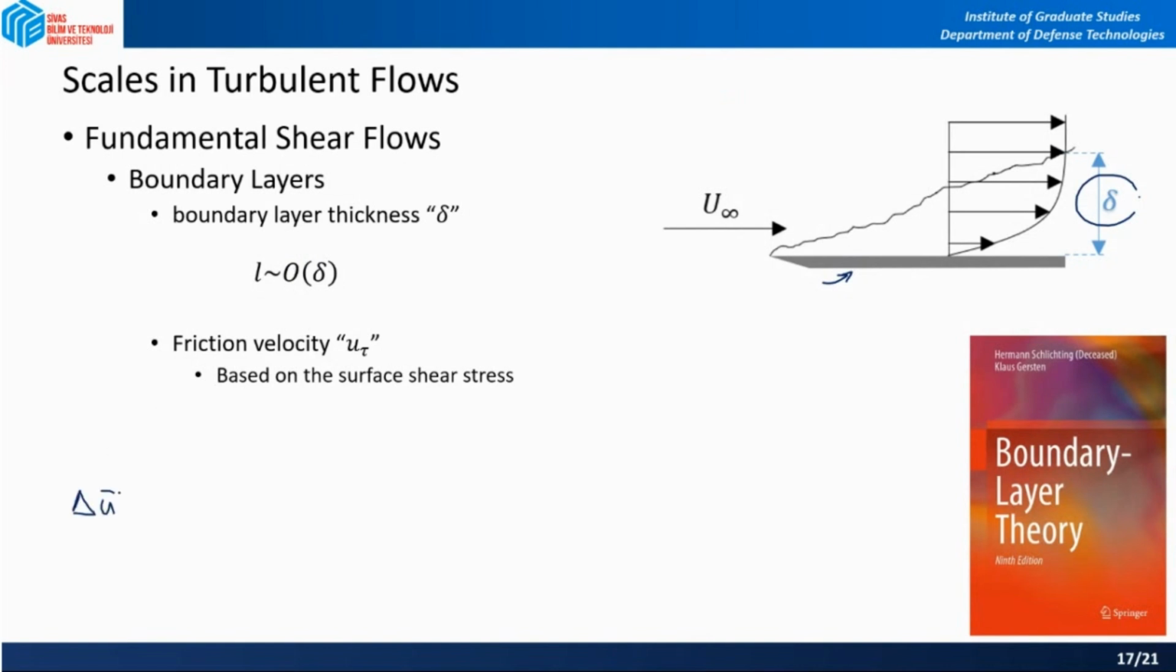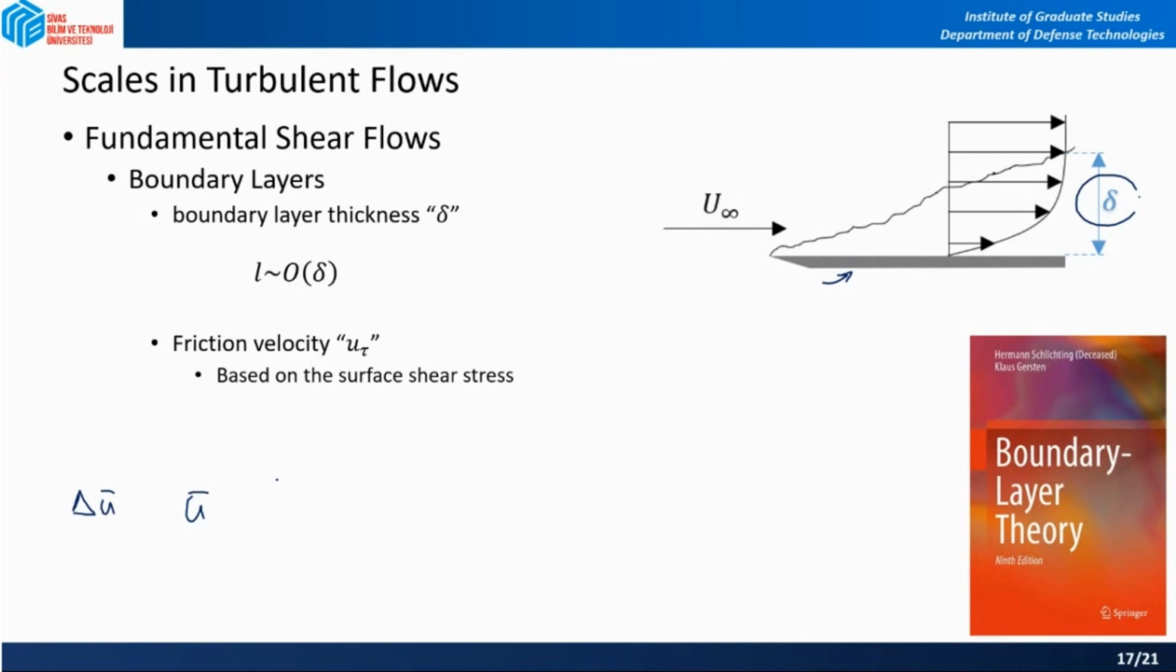The delta U bar was the difference between maximum and minimum. And in a boundary layer, if you define your delta U bar the same way, it will become U bar, because for estimation of dissipation, it doesn't work. So you have to use another velocity scale for the boundary layer.